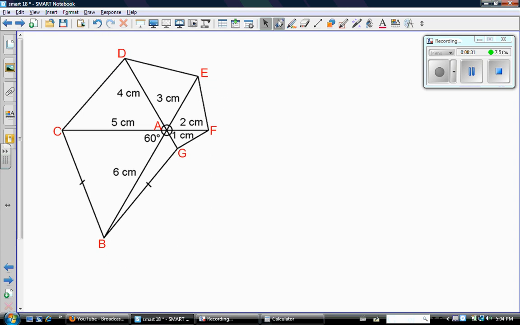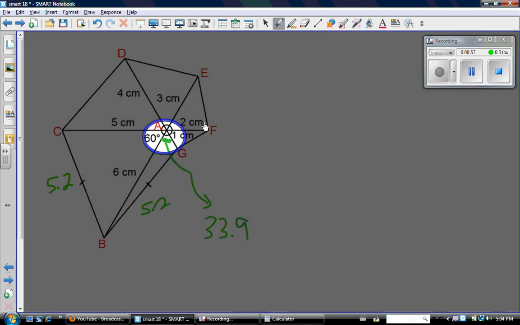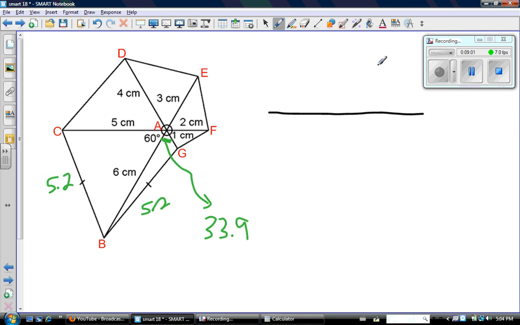So we know that we have 5.2 here and 5.2 here. And now we know that this angle here is, what was it? Sorry, 33.9. So this is 33.9. So I want you to focus for a minute on, again, this area right here. And in particular, let me redraw what I want you to be looking at. This is the point we called A, and we were told that this was 60 degrees. And we've now calculated that this angle is 33.9.